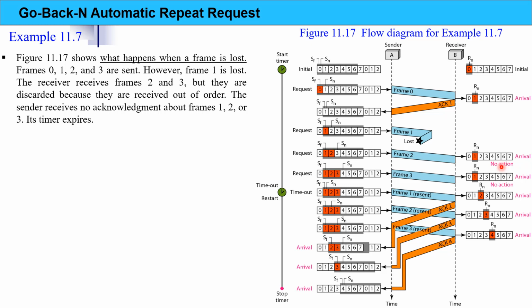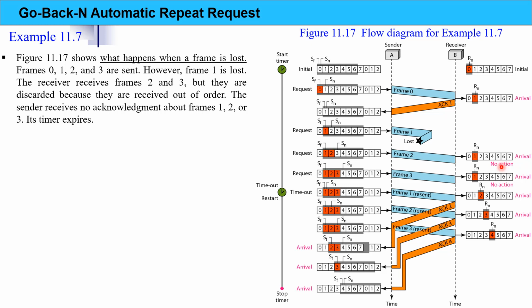The window size of the receiver in Go-Back-N is 1. So the receiver is waiting for only one frame. This frame is frame 1. So the receiver is waiting for frame 1. Any other frame received will be discarded. Okay? So frame 2, frame 3, even if the receiver received them correctly, it will discard them.